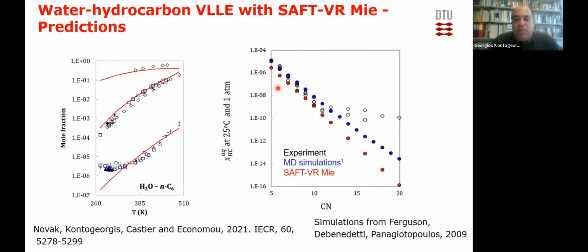So one of those approaches that we have worked on in this project is the electrolyte SAFT-VR-Mie model. So that's an electrolyte extension of the well-known SAFT-VR-Mie equation of state. And you can see some very good results of the model without electrolytes for water hydrocarbons.